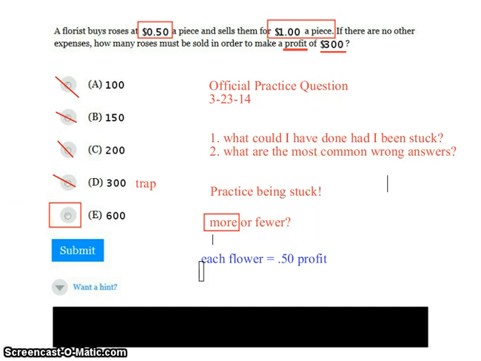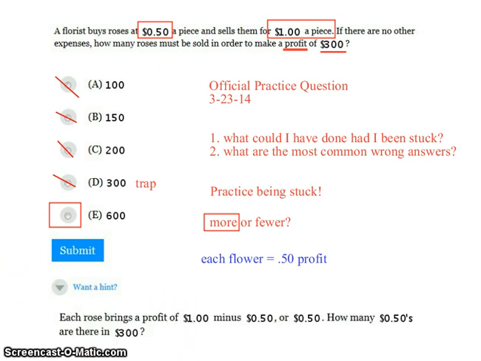Obviously, it leads us to the same answer, but what I wanted to point out on this question that isn't that difficult is, unless you're practicing getting stuck, it's going to be hard for you to maximize your score on test day. Just to take a look at the hint they offer, each rose brings a profit of $1 minus 50 cents, or 50 cents. How many 50 cents are there in 300? So the same thing that we did when we eventually did the math.